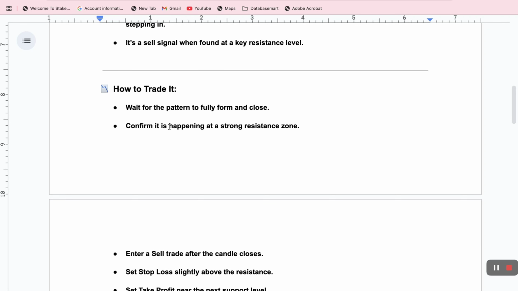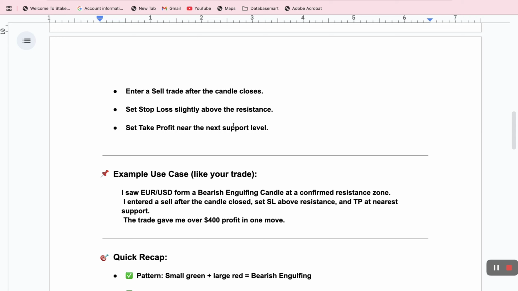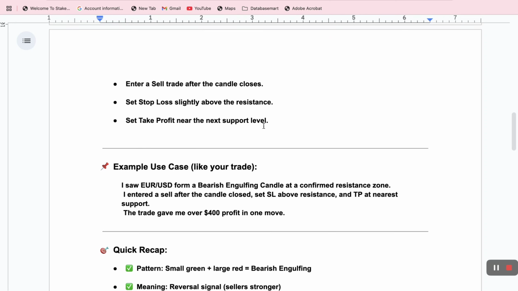So how do you trade it? Wait for the pattern to fully form and close. Confirm it's happening at a strong resistance zone. Then enter a sell after the candle closes. Set a stop loss slightly above the resistance, then set take profit near the next support level. It's that simple. Now I will give you an example of how I use it. You are going to see it every day, and it's very simple and easy.